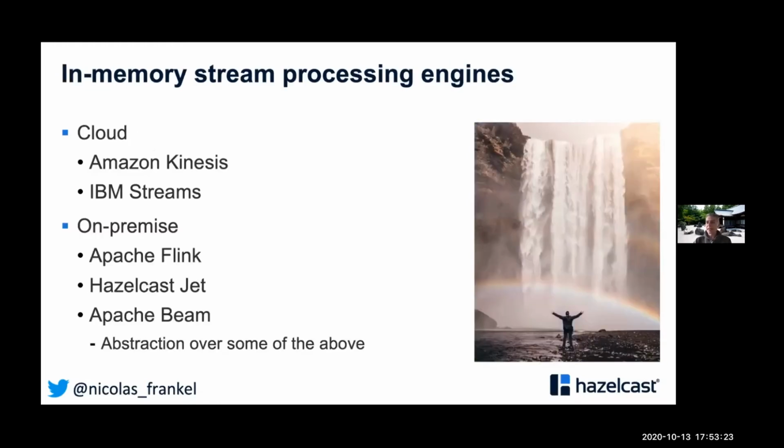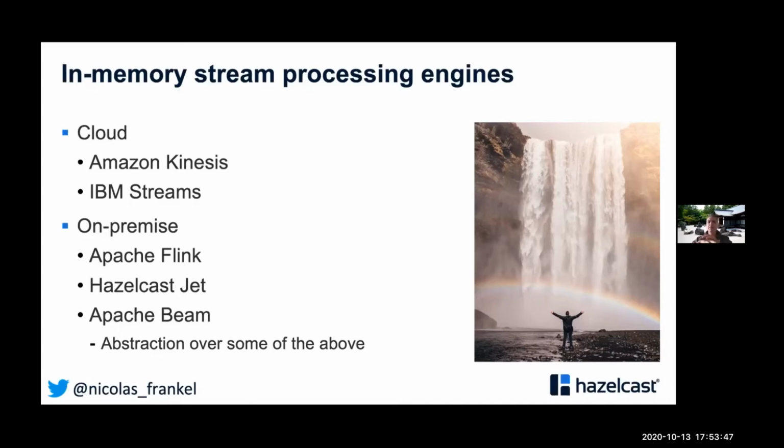You might have heard about some in-memory stream processing engines. You can use them in the cloud. So for example, you have Kinesis for Amazon or PubSub for Google. There are also a couple on-premise. You might have heard about Flink, Jet. I need to mention Beam because I think it's a great initiative.